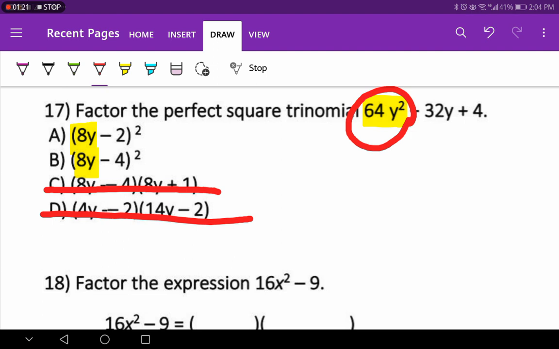And now, what about the last term? The last term is 4. In B, the square root is 8, but that's not true, because 4 multiplied by 4 equals 16, and we need 4. So A is an answer and B is not. The square root of 4 is 2, so I'm looking for 2. Where is the 2? It is here, so the answer is A.